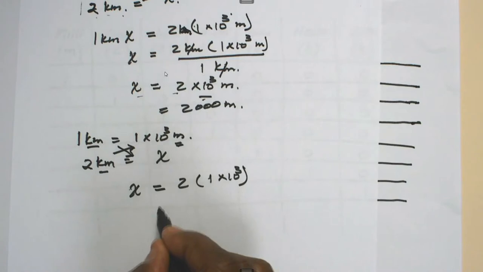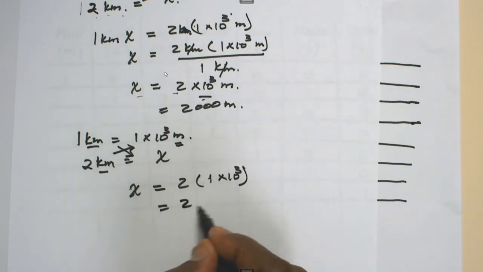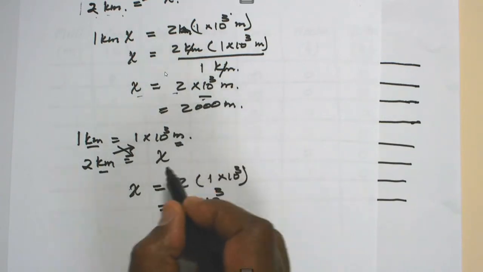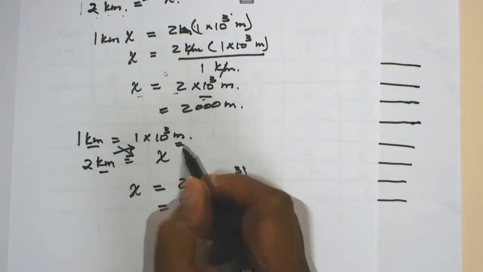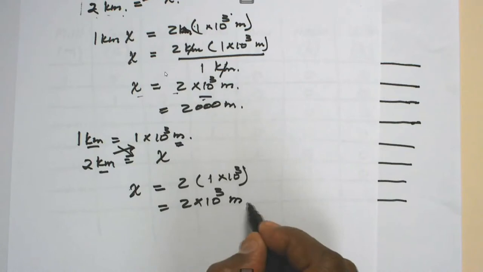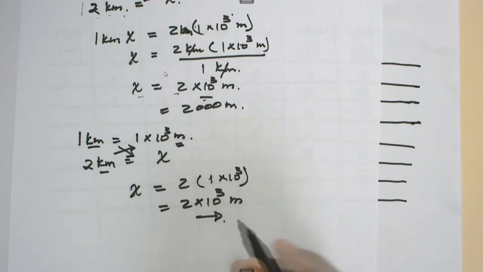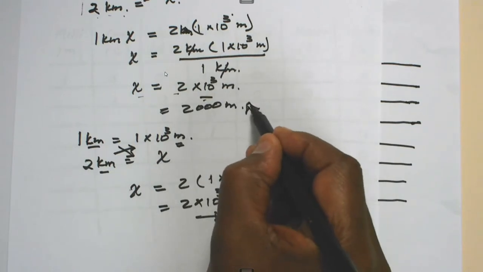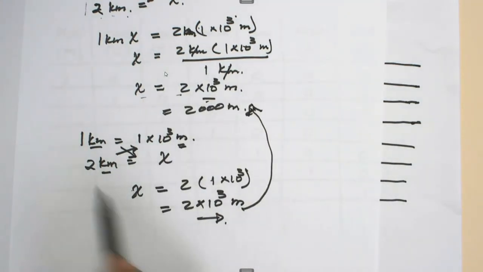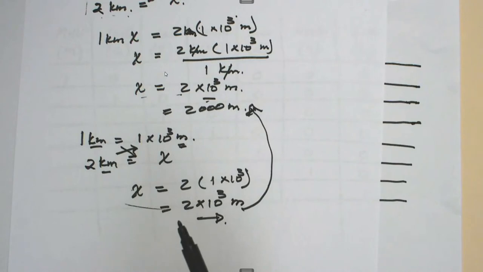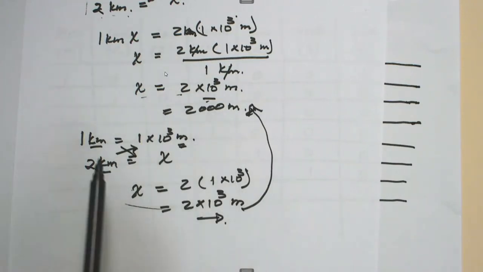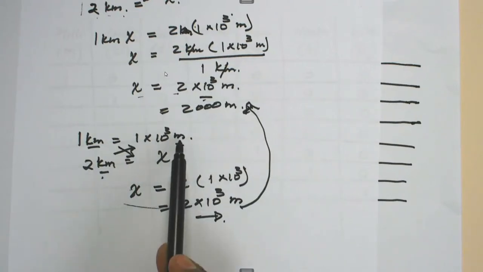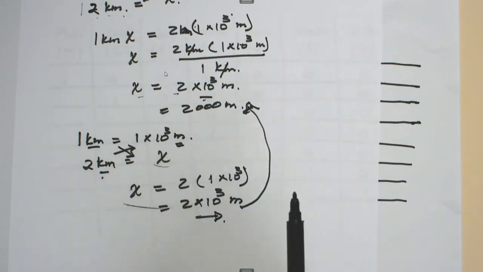So that gives you 2 × 10³, and your unit becomes, because x is under the same sign as the meters, then your answer will be meters. So you can see that these two answers are the same, and it's much easier if you do that. So by cross multiplication, you can simply put the same units on the same side, and then you calculate for the one that you are looking for.